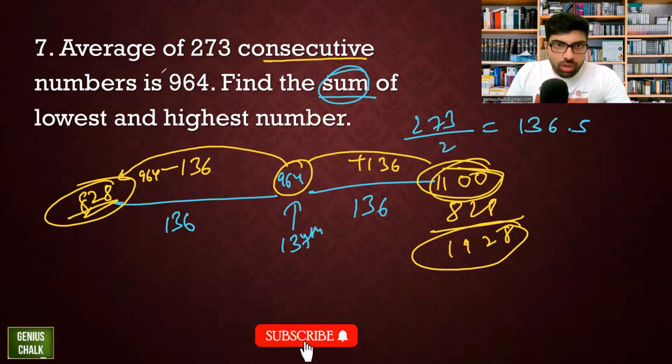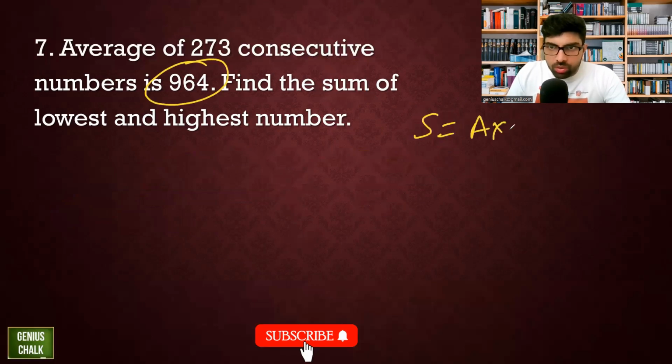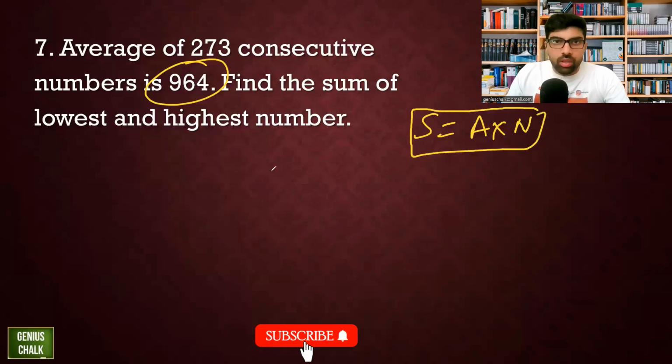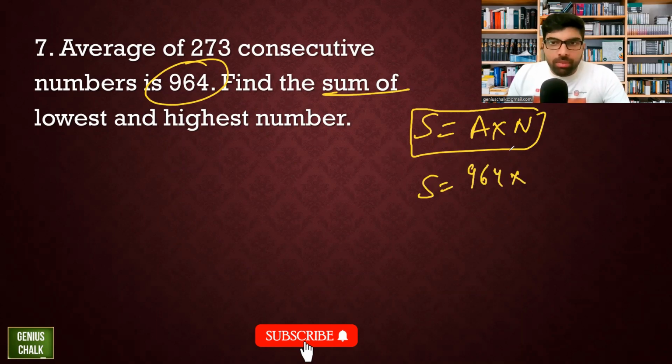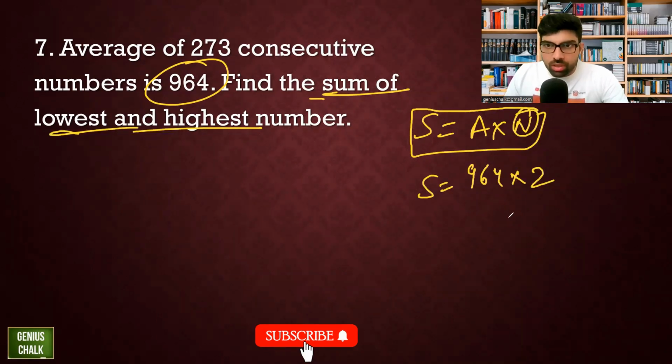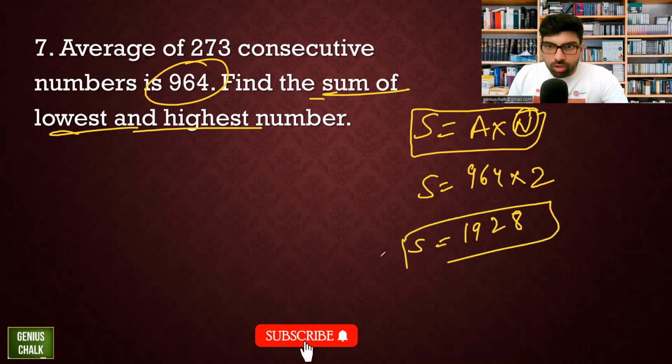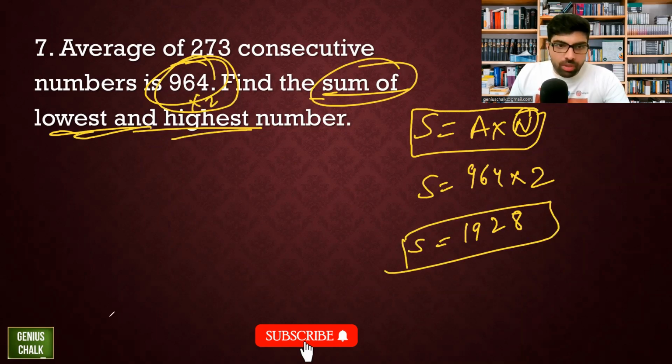Another way is, sum is average into number of things. So how many numbers are required? There are 2 numbers which are required, right? So what is the average? 964. And the sum is asked. How many numbers are there? They are the lowest and the highest number. So it's 2. These are 2 numbers, so 964 into 2 is 1928. This is my answer. So for this type of question, whenever the sum is asked, multiply average into 2, because there are 2 numbers which are asked here.